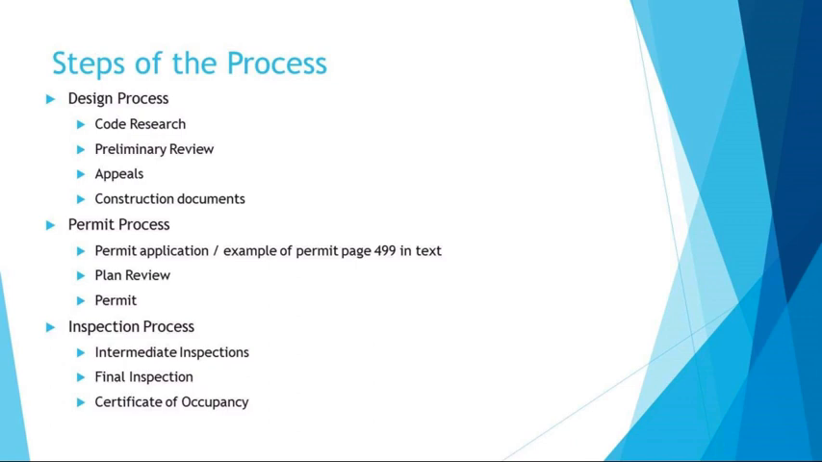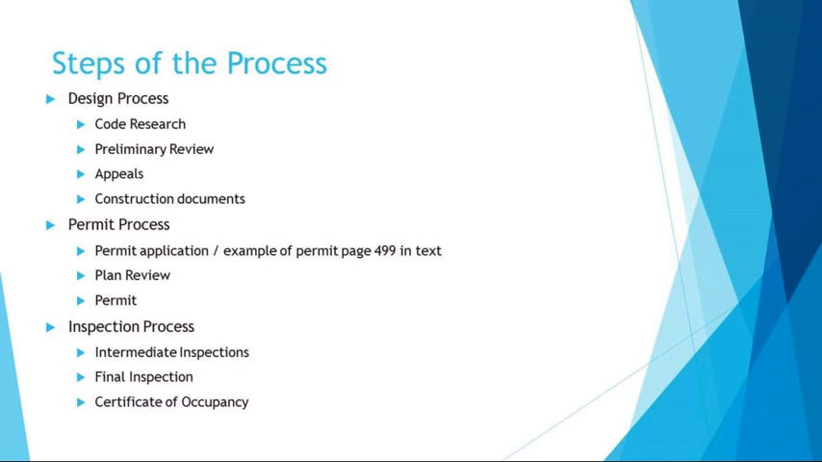Typically, the licensed contractor submits the documents and obtains the permit for the project. However, some jurisdictions, especially in larger cities, require an independent consultant known as a code expediter to obtain the permit. In some cases, the building owner or a registered design professional can also get the permit. To obtain the permit, the contractor must submit a permit application and a permit fee along with construction documents. So if you look in your textbook on page 499, you'll see an example of an application of a building permit.